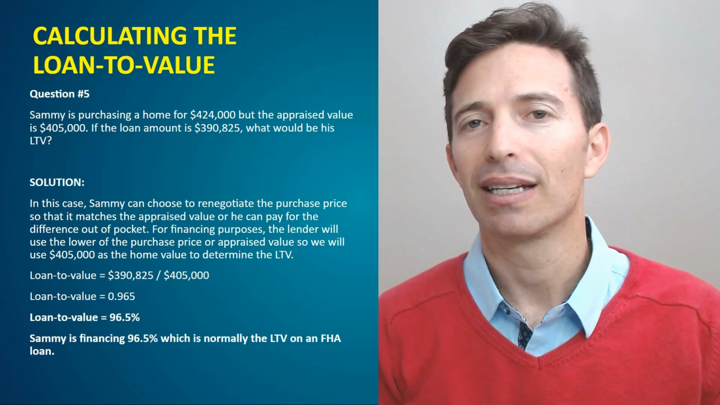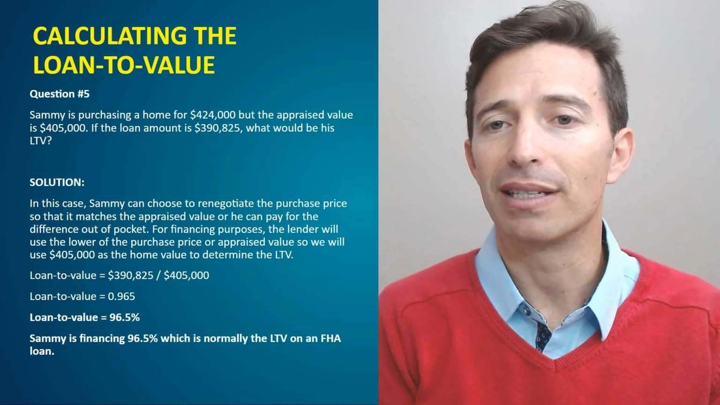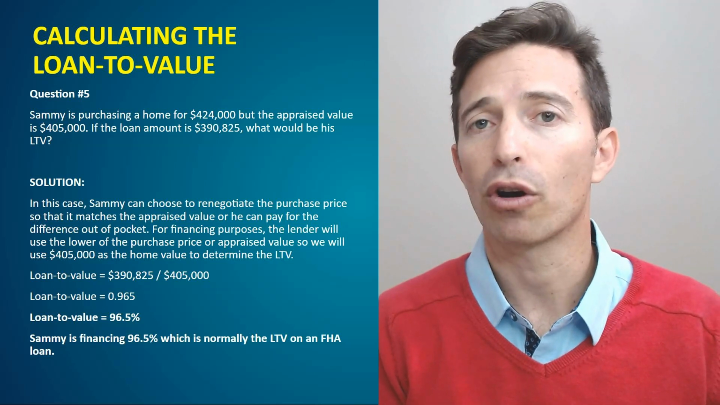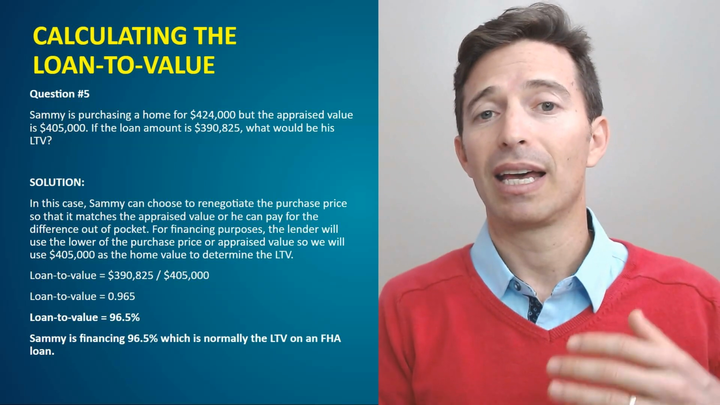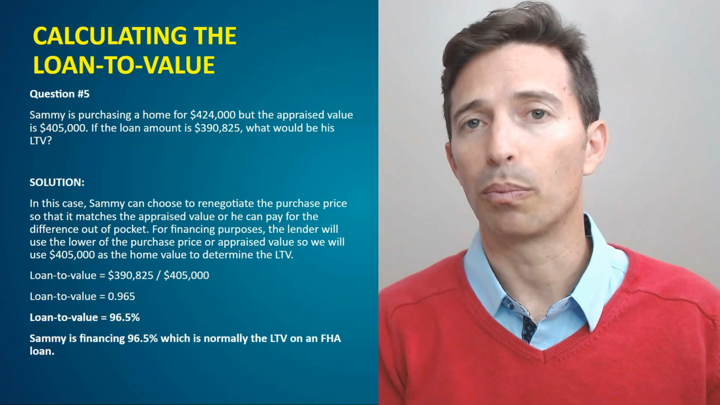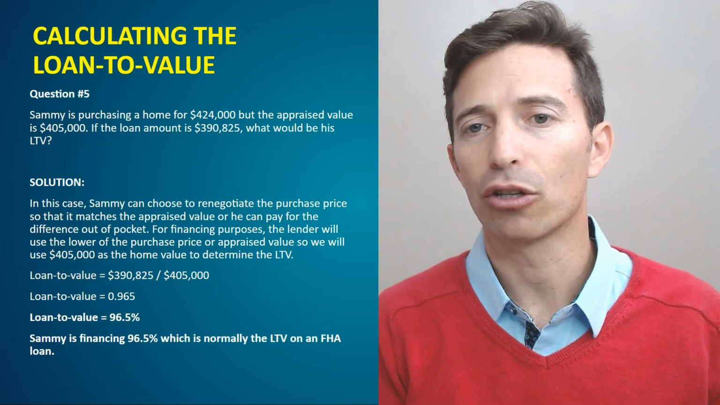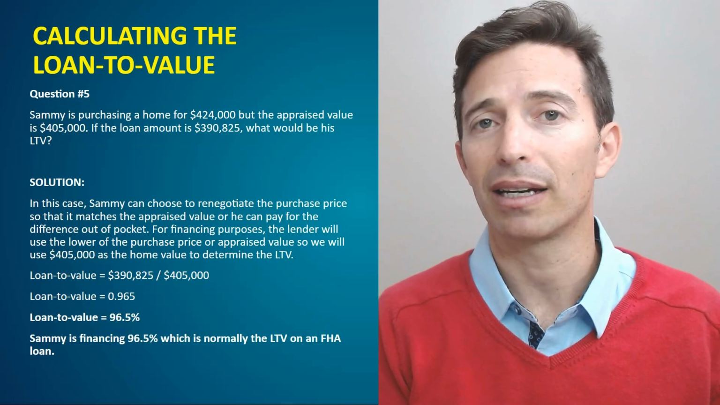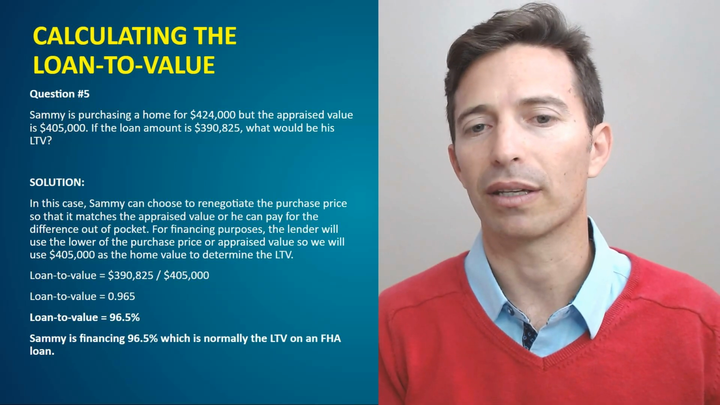Now in this case, Sammy can do a number of things. He can go ahead and simply pay for the difference between the purchase price and the appraised value. So you would subtract $424,000 minus $405,000, and whatever that difference is, Sammy would have to pay in addition to whatever he puts as a down payment. Or he could renegotiate with the sellers and get them to bring the purchase price down to whatever the appraised value came back at, which is more reasonable and which is a better way of doing things.